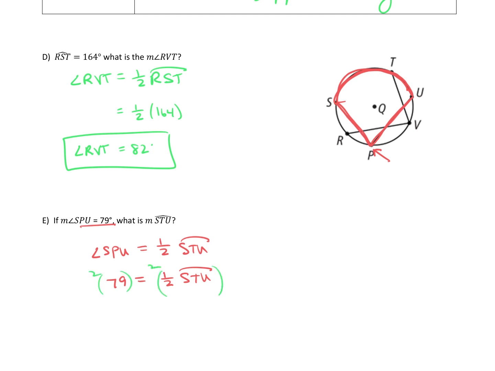multiplying both sides by 2. And now we get arc STU is equal to 2 times 79, which is 158 degrees. So the inscribed angle is equal to half of the arc. The arc is also twice as big as the inscribed angle. So there's two ways to look at that relationship.